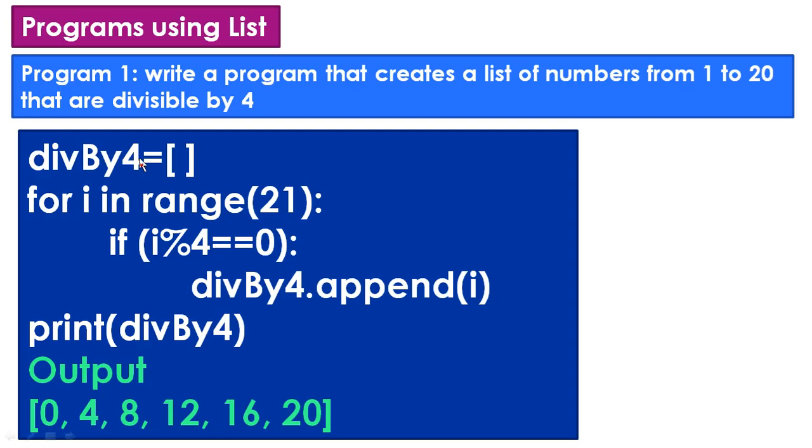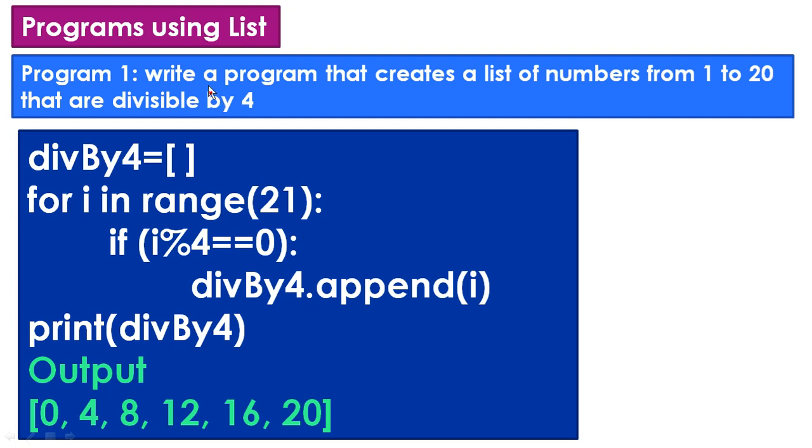div by 4 is the list, created as an empty list. The i range goes from starting value 0 to 20. Only the end value is given here, so the starting value is 0, the end value is 20, and the step value is 1. So 0, 1, 2, 3, up to 20.